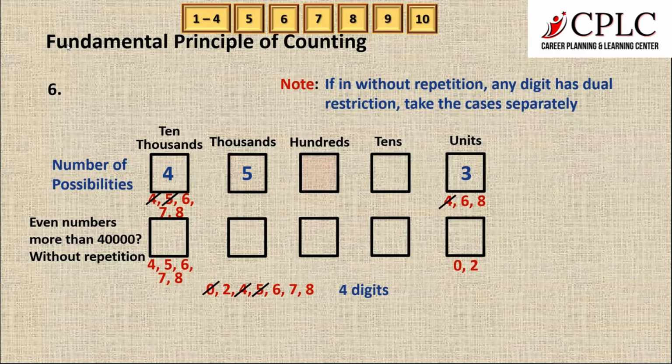At hundreds place, four digits can come. At tens place, three digits can come. And that's it. Now, after multiplying them, we'll get 720 as the answer. Moving to the next possibility.